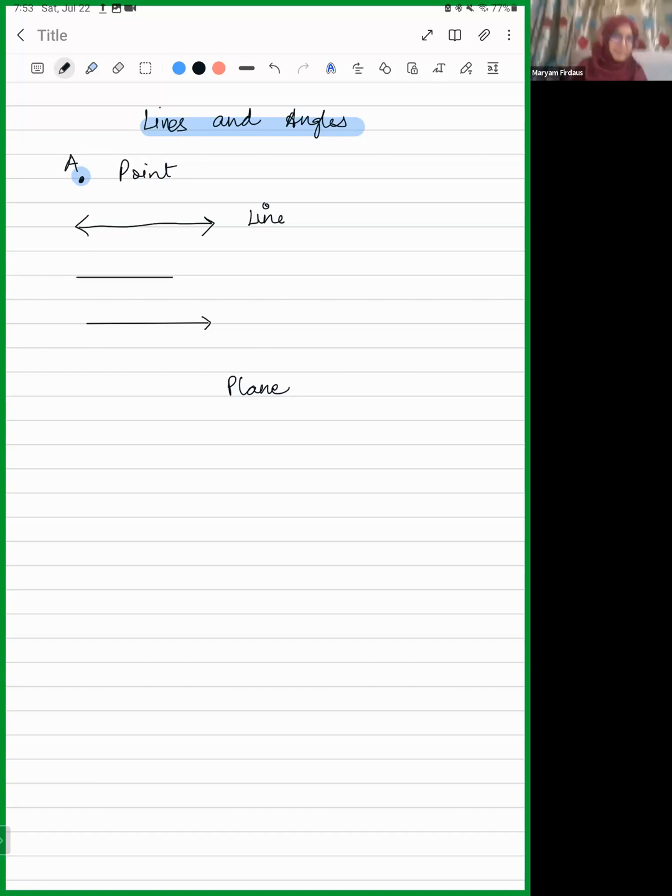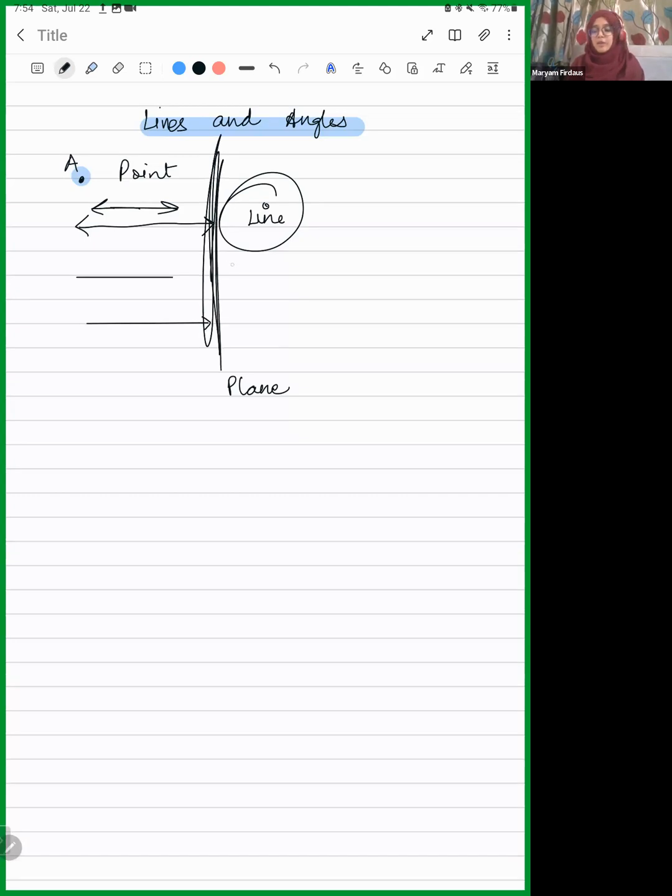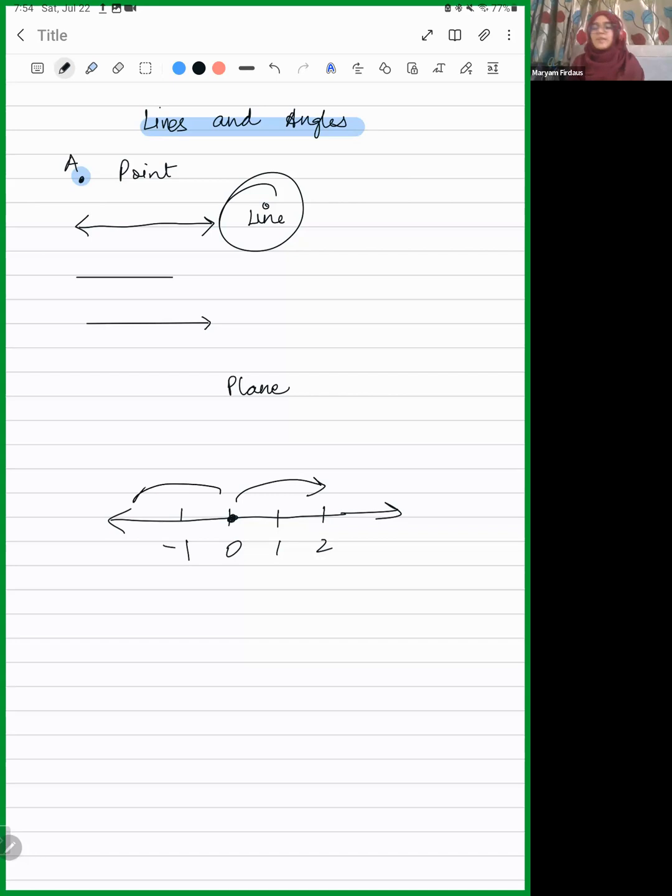For example, a line is one dimensional. Why? Because you are only allowed to move in this direction, either left or right. You cannot go up or down on this line. For example, if I ask you to draw a number line, where this is the origin, this is 1, 2, and this is -1, I can ask you to move either in the positive direction or in the negative direction. There is no up and down here. So a line is only one dimensional.